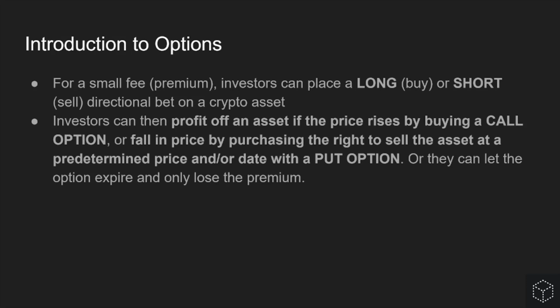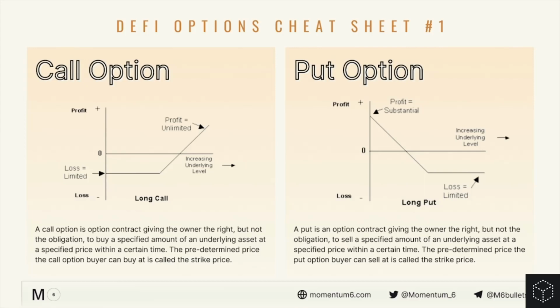So if an asset rises in price, or if you're bullish on an asset, you want to buy a call option. If you're trying to short or sell an asset at a predetermined price, you want to buy a put option. So what does this look like then? This is just a little chart to help you. The x-axis there is showing the strike price, and your profit is on the y-axis there.